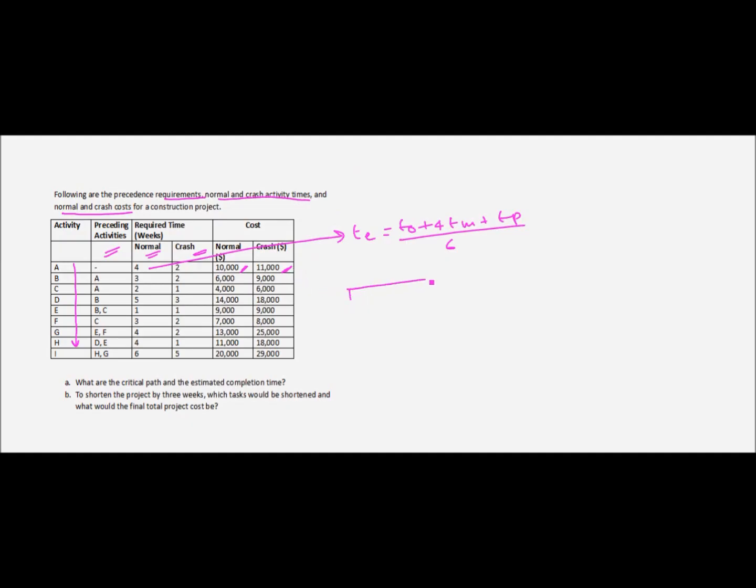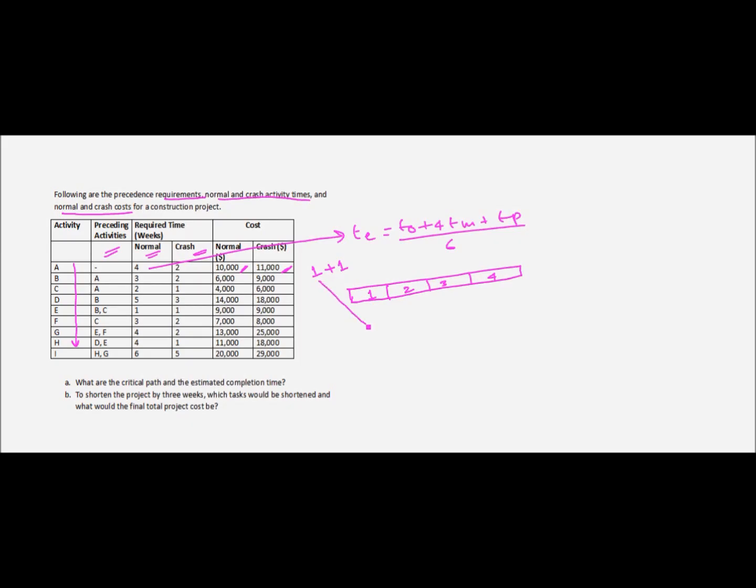So let's say we have one resource who's working on this activity, and let's say this is the time scale. So this is 1, 2, 3, and 4 weeks. So with one resource, it takes 4 weeks to complete this activity. Now for crashing, we are using another resource in parallel. So both of these resources are working on this activity.